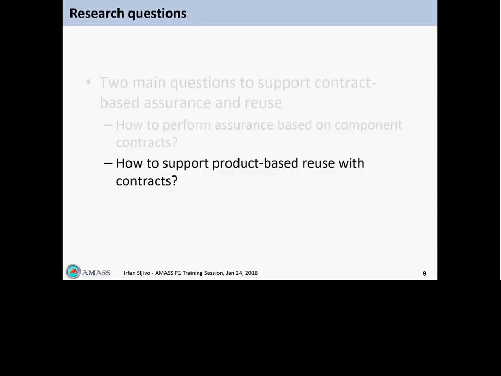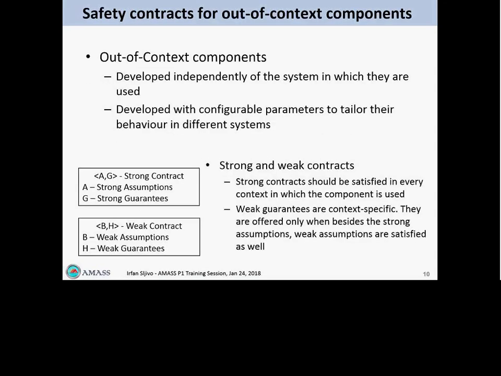Now, how to support reuse here. What we did before, we have these strong and weak contracts to help us with that. If we talk about reusable components, then they're developed independently of the system in which they will be used, and they will usually be developed with configurable parameters to tailor their behavior in different systems. So we have this distinction in strong and weak contracts.